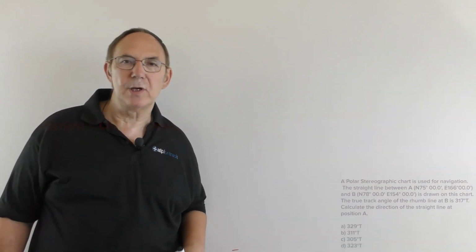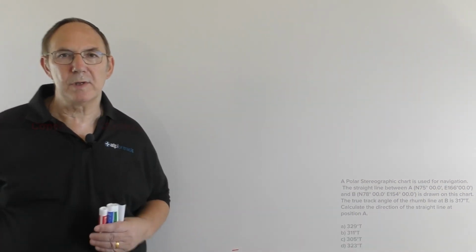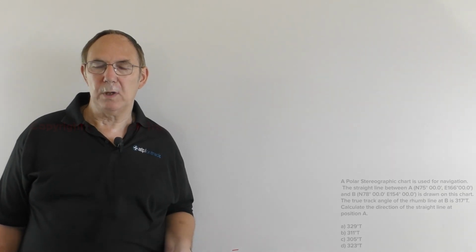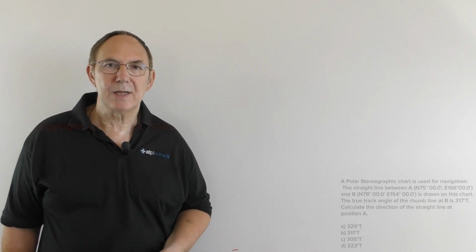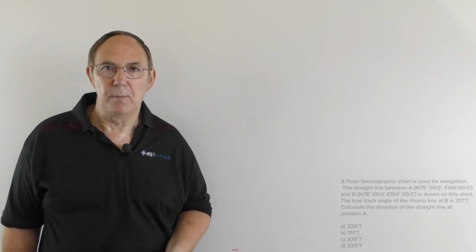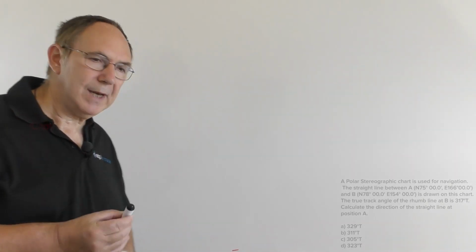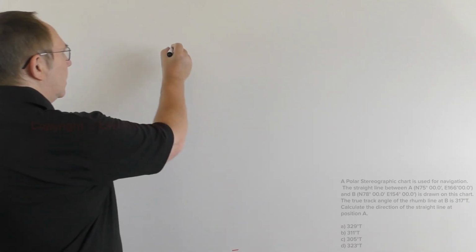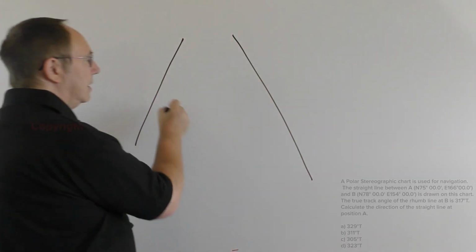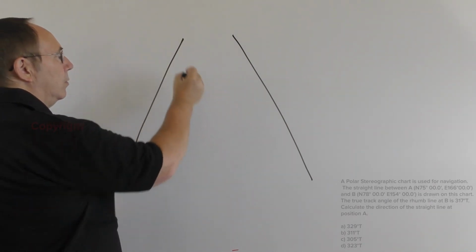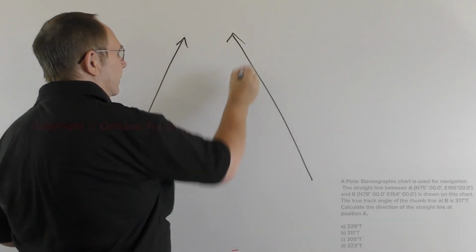Now, for this question, we do not need to draw a polar stereographic diagram like we normally would. The reason for that is we know the value of the rhumb line track. We could actually draw this out as we would any normal convergency problem. So in the northern hemisphere, your meridians converge at the top. We could draw these to converge at the North Pole, but there's no requirement for that.